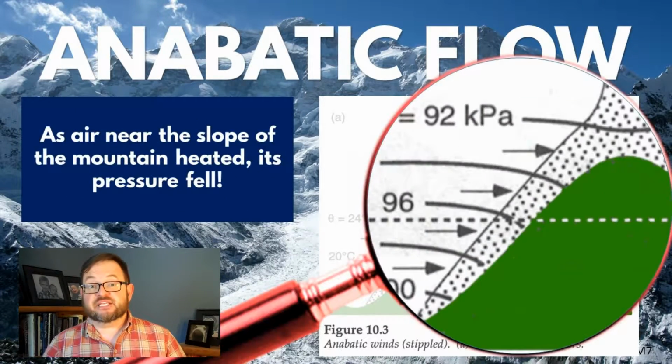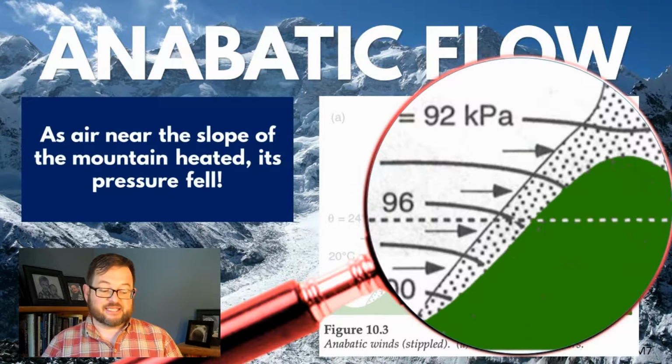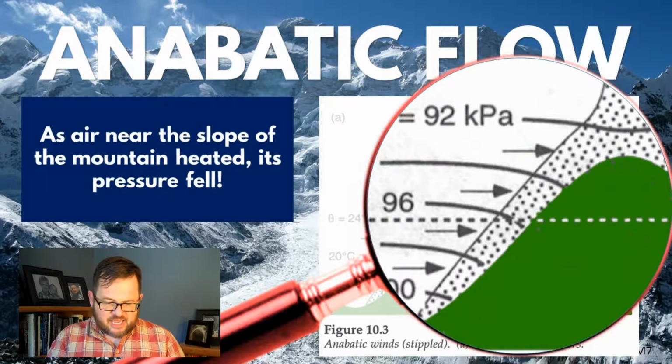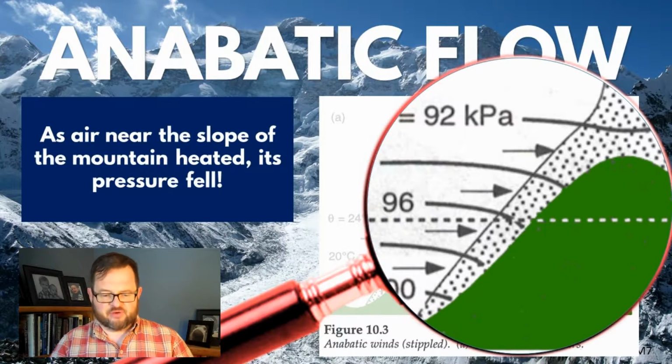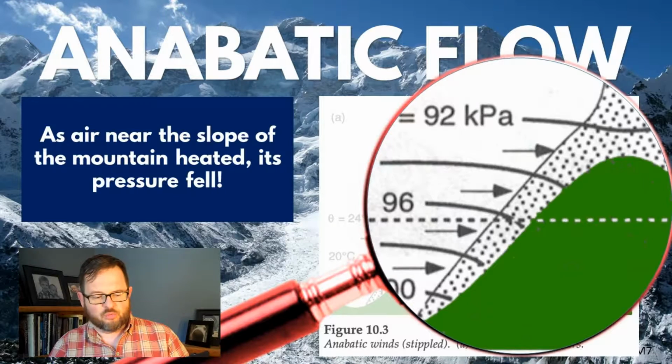As it happens in this case, what happens is as the temperature increases, as that air is in contact with the mountain, its pressure is going to slightly decrease. So if I zoom in here on my diagram on the right, and I look at each of those little isobars that are on there, those lines of pressure, I see that they curve down as they get close to the surface of the mountain, get close to the slope.